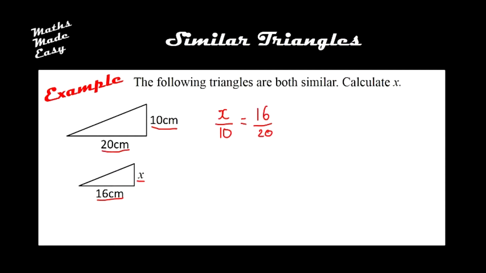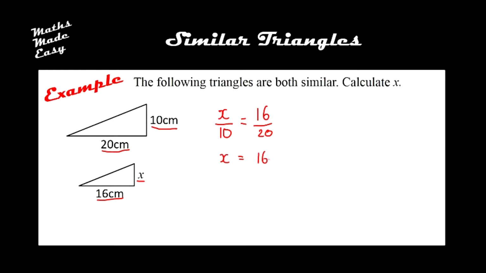Now a common mistake here is to possibly write that 16 and 20 the wrong way around, so people might put 20 on the top and 16 on the bottom. You must remember that if you started with the smaller one of the triangles on the top, you must do the second fraction in exactly the same way with the smaller triangle on the top. So x comes from my small triangle, 16 comes from my small triangle, the 10 and the 20 both come from my larger triangle. Now this must be the case, and then from here it's a simple one-step equation to solve.